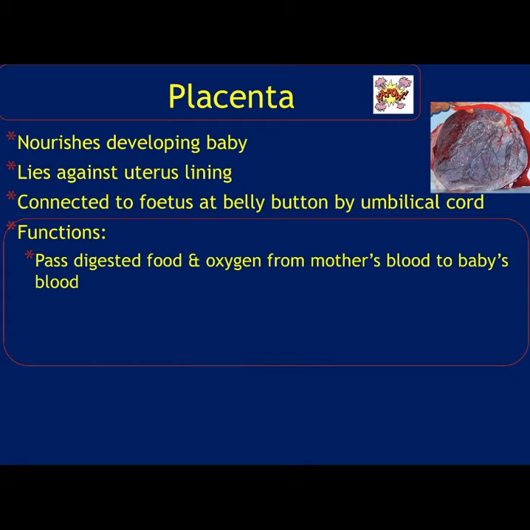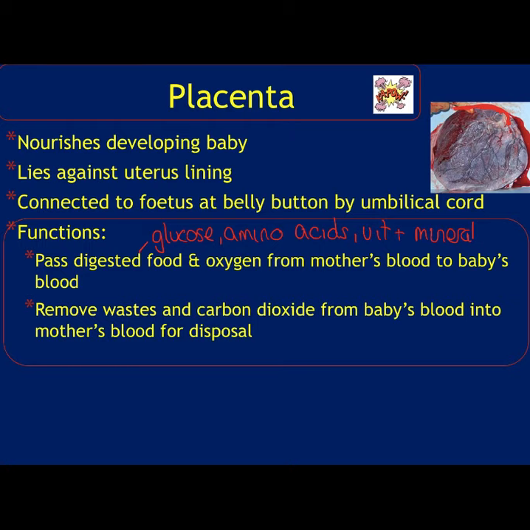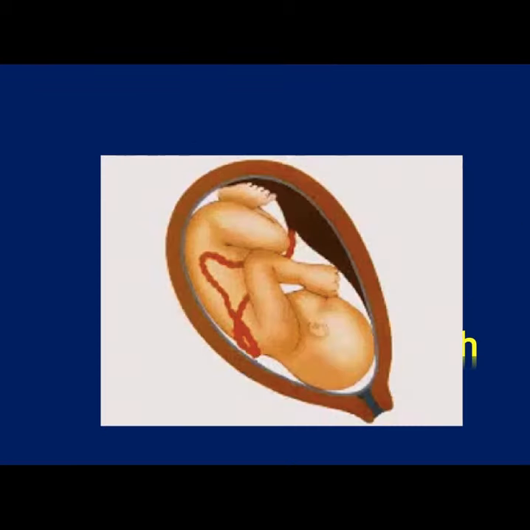So the job of the placenta is to pass digested food. We've done the digestion topic, so things like glucose, amino acids, vitamins, minerals, they will all get passed to the baby, as well as oxygen for respiration. And then waste products are removed, so urea that's made in the kidneys and carbon dioxide will go from the baby's blood into the mom's blood for disposal.